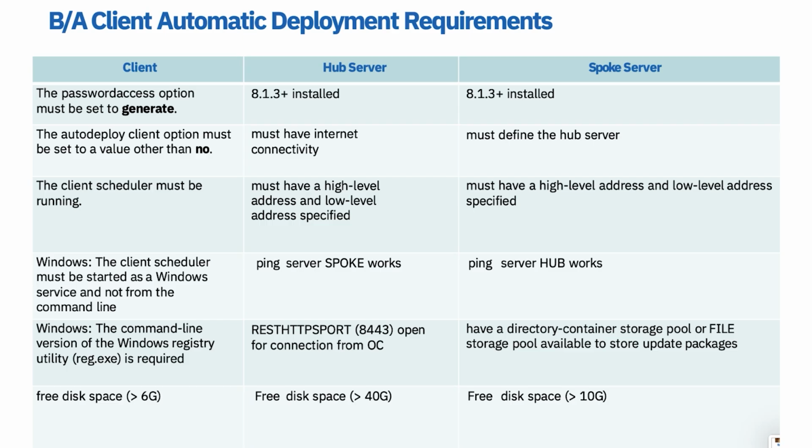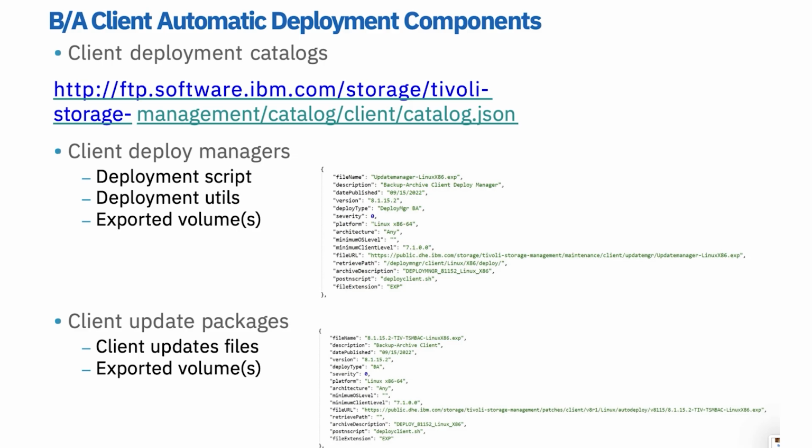So this slide now talks about the deployment component. When the Storage Protect Hub server downloads the packages from the FTP site, it will download two files. One is update manager dash the platform specific terms .exp, and the second one is version / whatever the platform is .exp. So two packages are required for each upgrade.